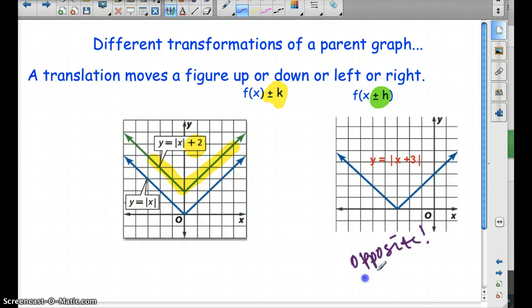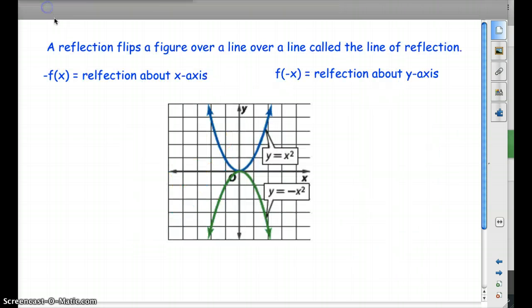If we're going to add 3, then that shifts the graph to the left 3 units. So it's the opposite of what you think. A lot of people think, oh, I'm adding 3, I should shift it to the right. No, no, no. You're adding 3 inside, so you have to shift it to the left 3 units. So that's a translation, moving it up or down.